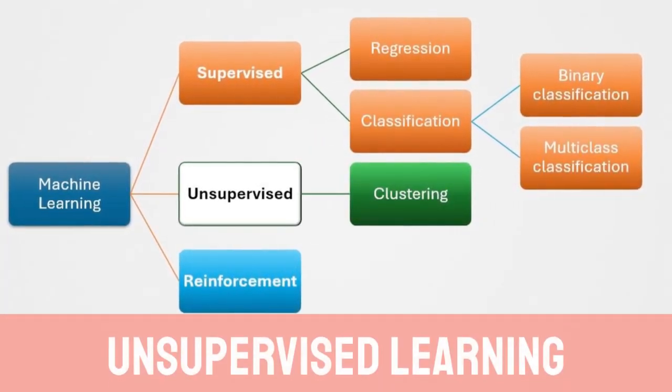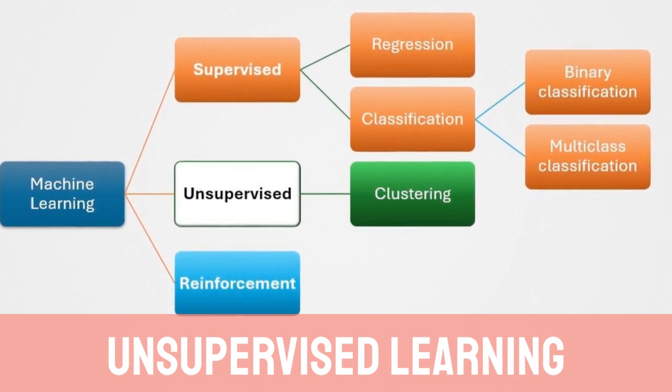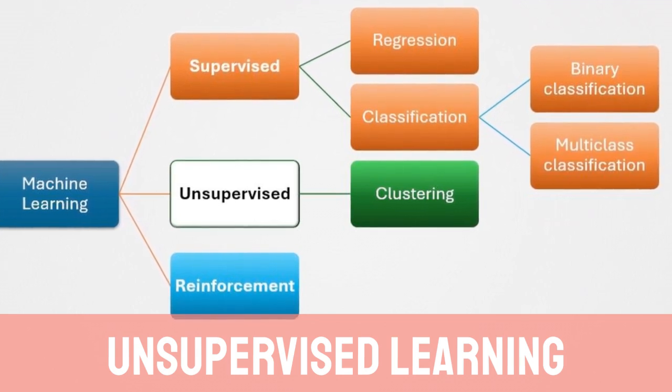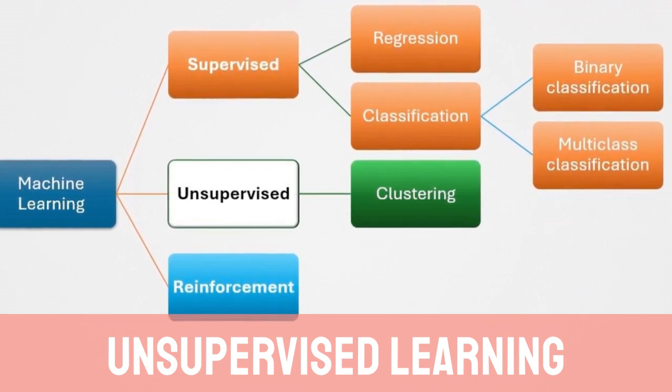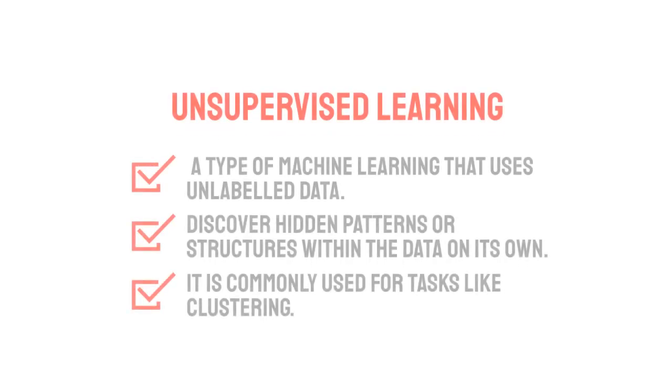Unsupervised learning. Unsupervised learning is a type of machine learning where the model works with an unlabeled dataset. This means the data doesn't come with any correct answers or ground truth. The model's job is to explore the data on its own and find hidden patterns, groupings, or structures.